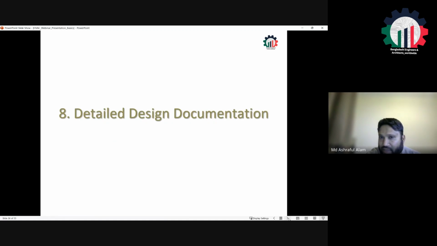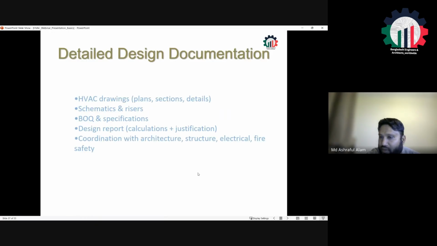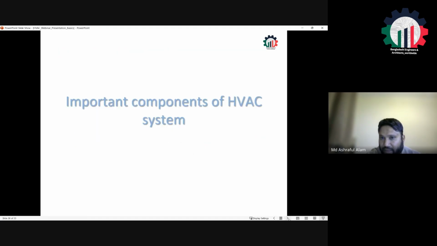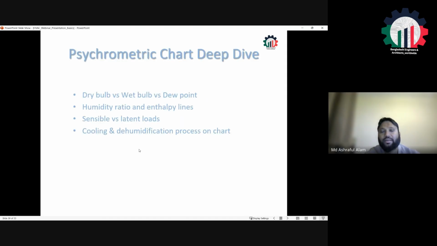Detailed design documentation means that after we do all these things, we have some outcome documentation: the HVAC drawings, schematics and risers, BOQ and specification, design report, and coordination with architectural, electrical, and fire safety. I don't want to go through all these things, the important components of HVAC systems.